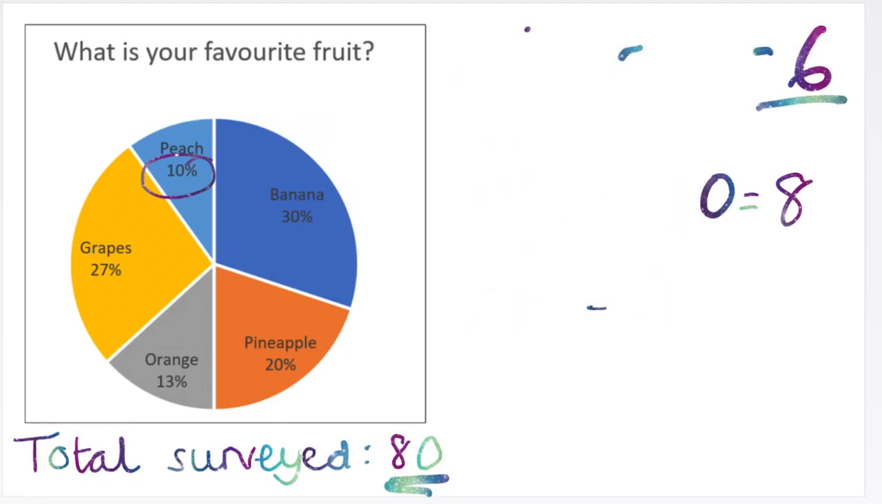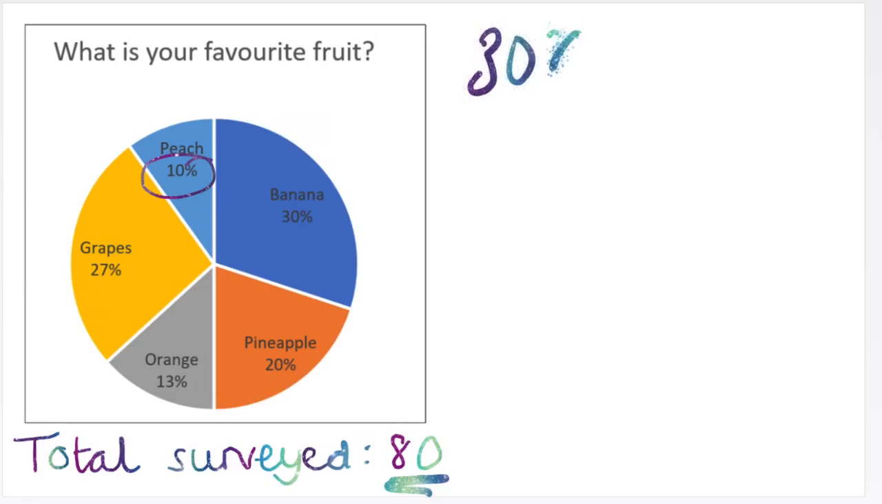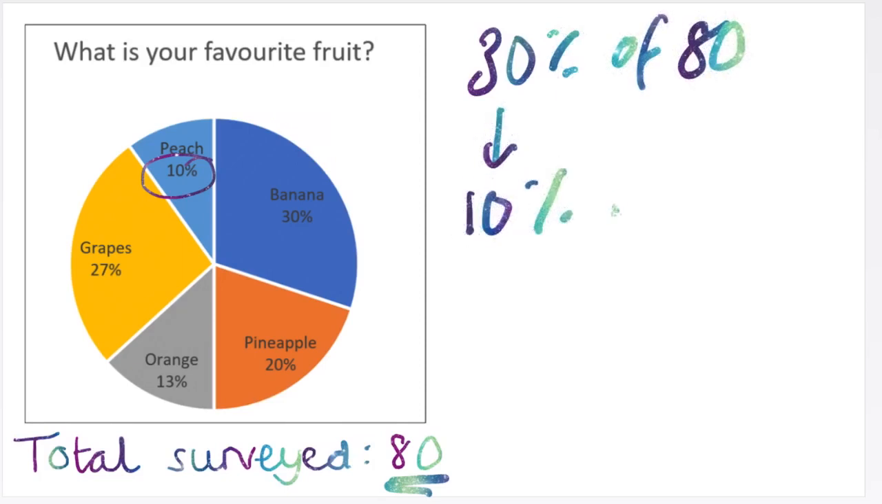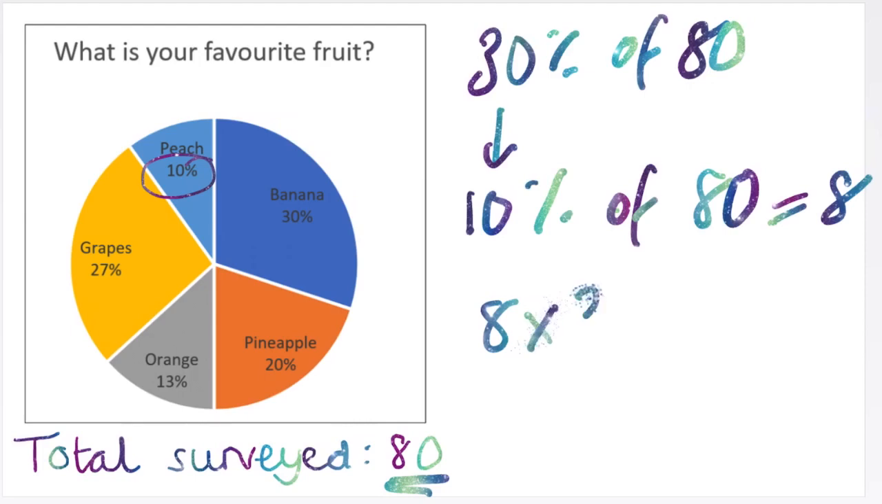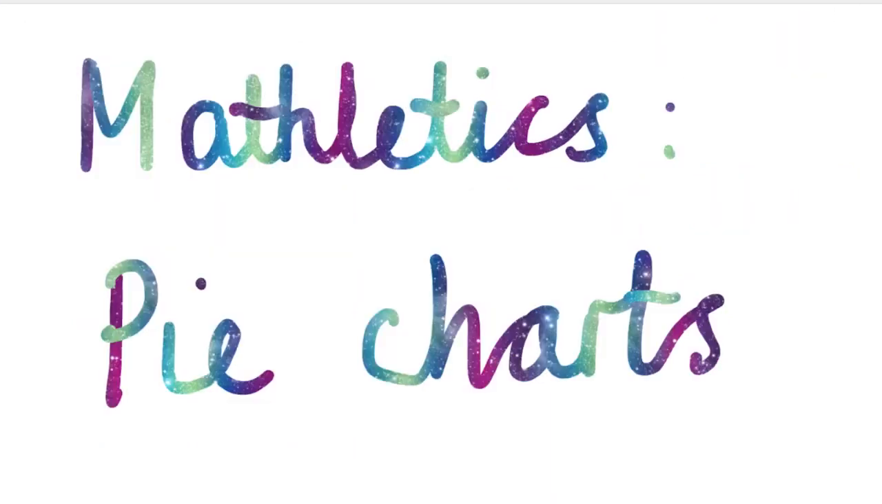I bet you can do the last one I'm going to show you actually really quickly. Let's do bananas. How many children's favourite fruit is bananas? So 30% of 80. Let's get 10% first. You already know this now. It's 8. Then we're going to times it by 3 because 30 is 3 times 10. Okay, so 24. So the answer is 24 here. Okay, so that is all.